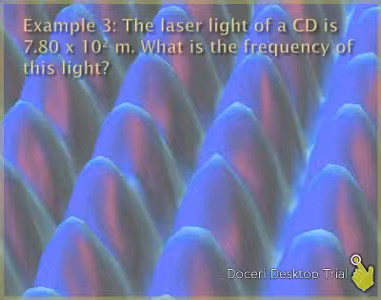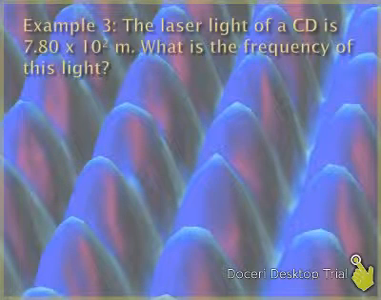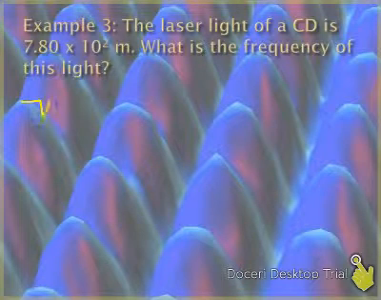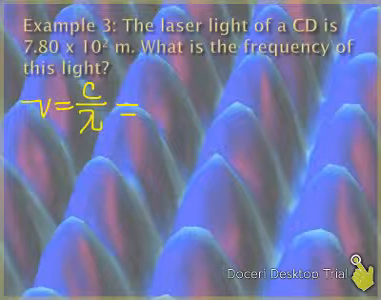All right. So the laser light of a CD has a wavelength of 7.8 times 10 to the second meters. What is the frequency of this light? So we are solving for frequency. What equation do you think we need to use? C equals frequency times wavelength, because we have wavelength. C is a constant, so let's solve for frequency. Frequency is C divided by wavelength.